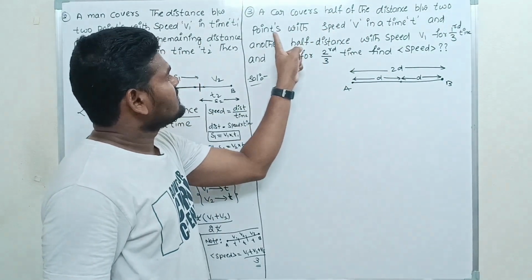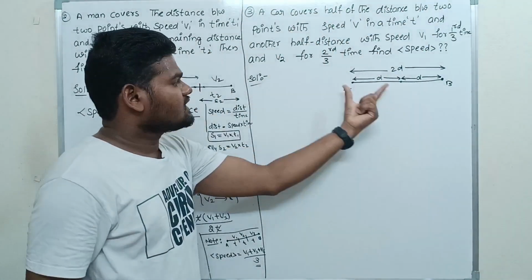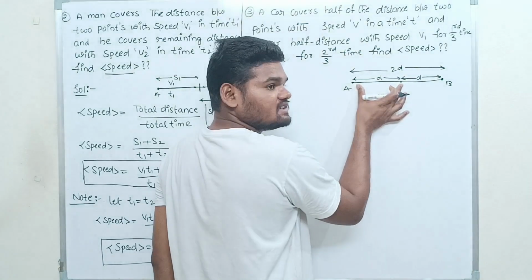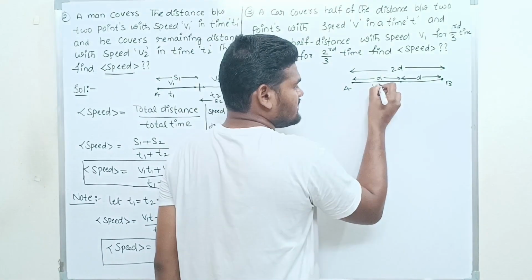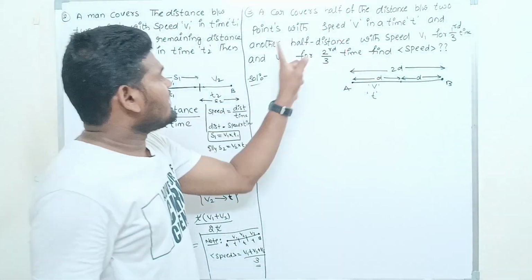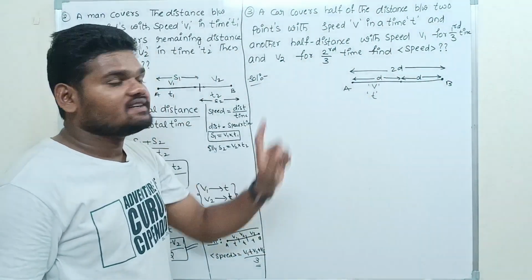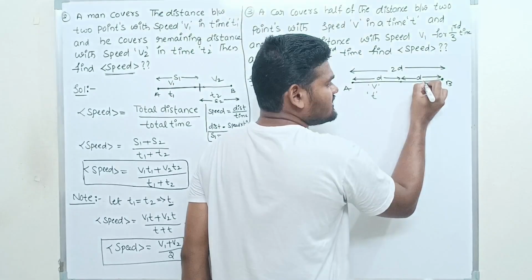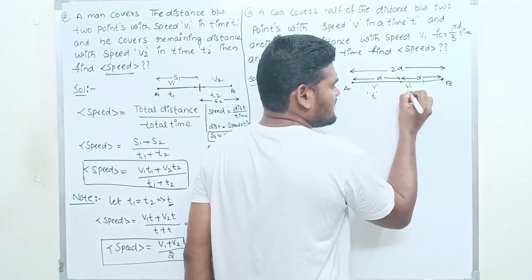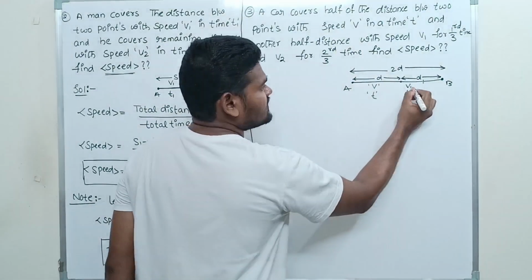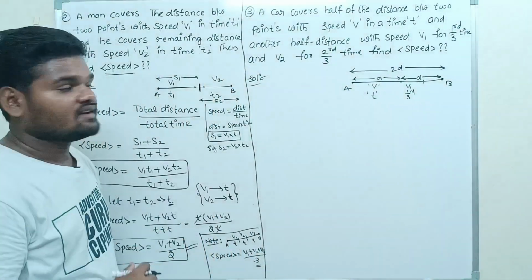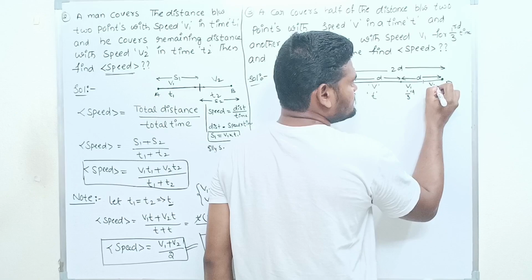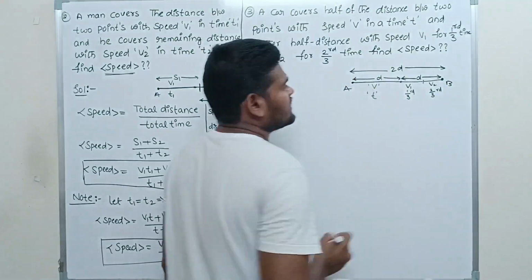A car covers half of the distance between the two points with a speed V in a time T. So one half distance moves with a speed V in a time T. And another half distance, the remaining distance, it moves with a speed v1 for 1/3 time and v2 for 2/3 time. And what do we have to find?